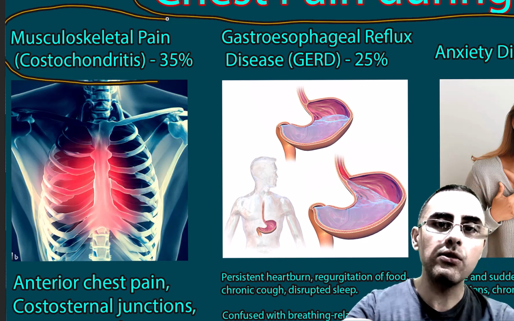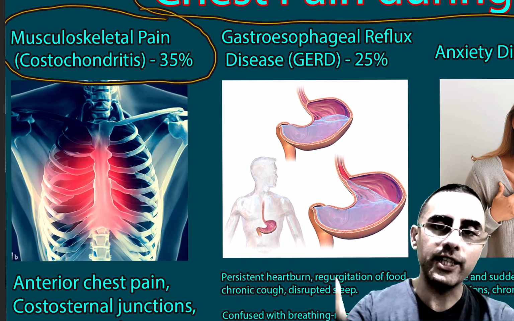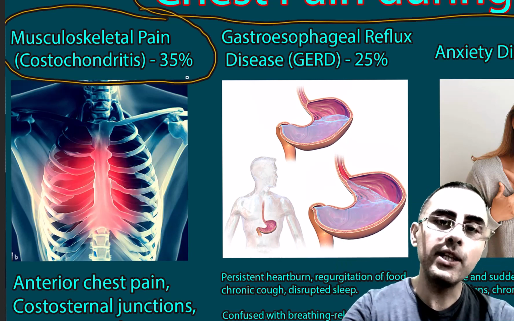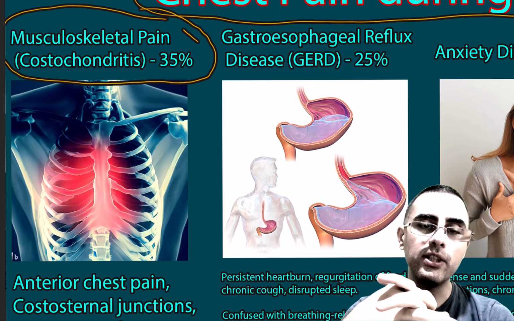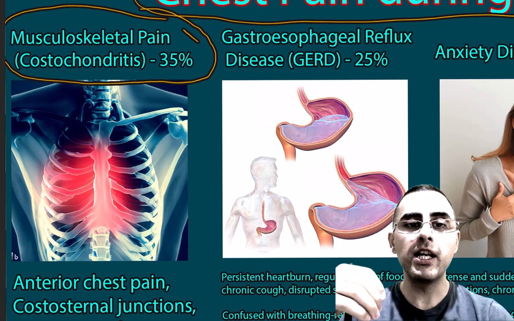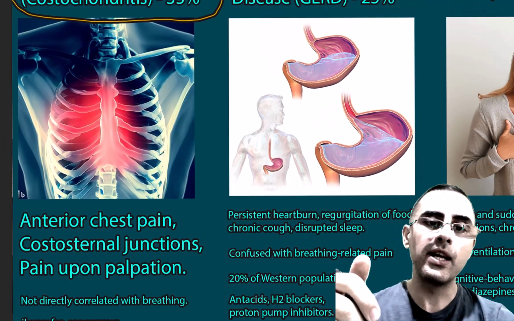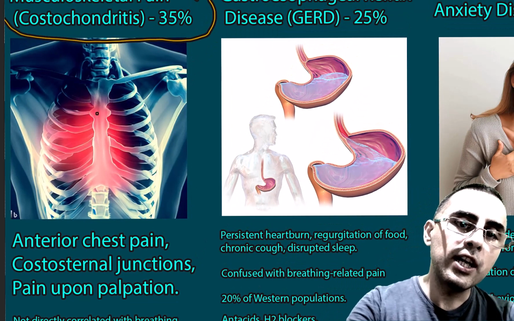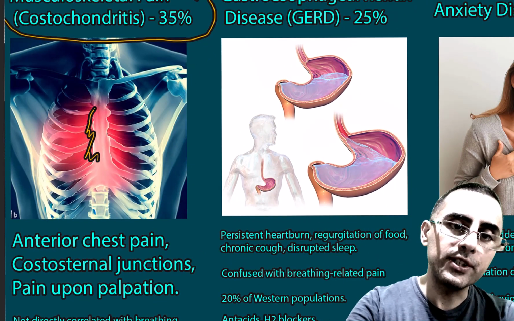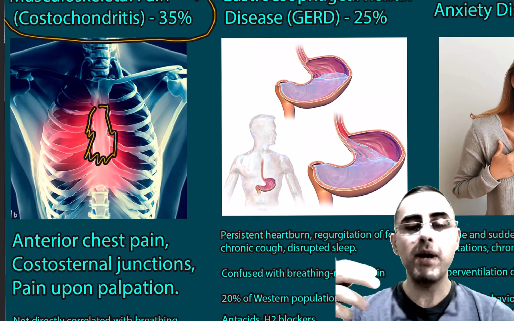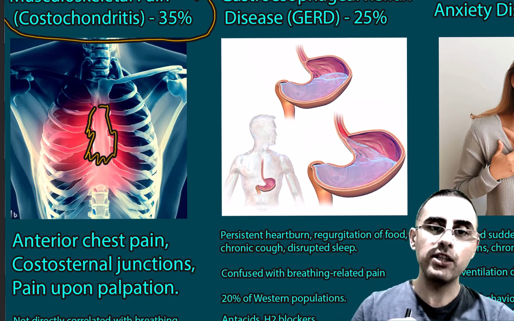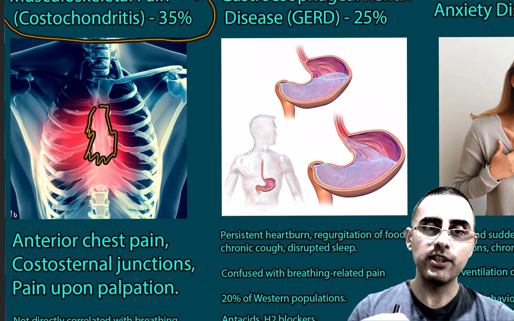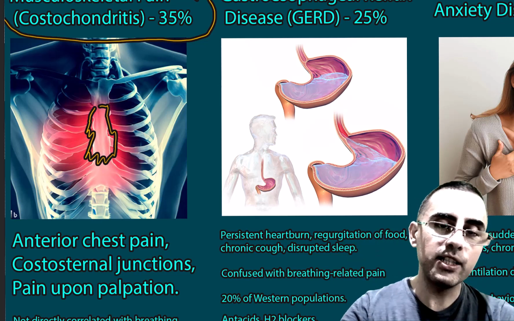It is also called costochondritis. The probability of this condition is 35% if a person has chest pain during breathing, especially if the person is generally healthy. Pain occurs around the sternal region of the chest, and the person can indicate where the pain is, and during palpation, when a person touches this place, it exacerbates the pain.